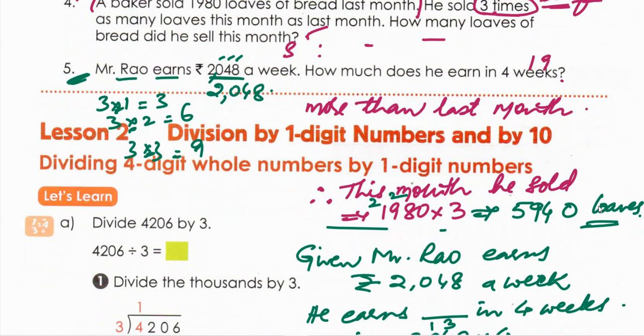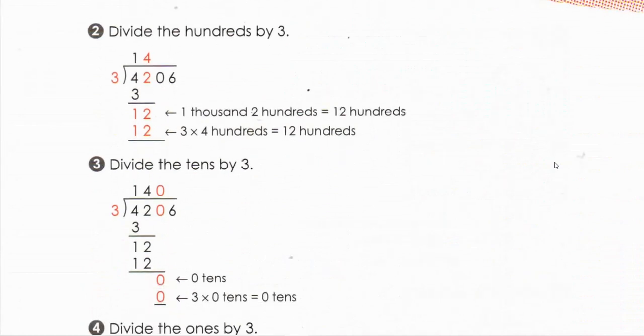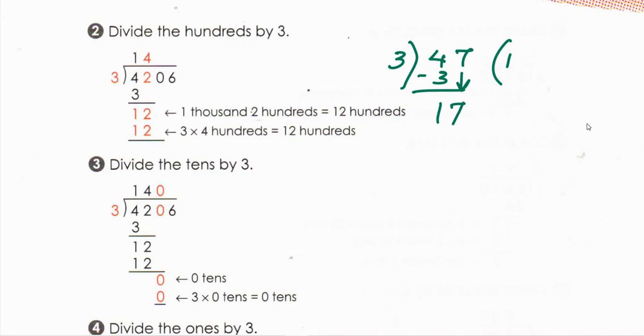Let us come to the next topic called division by 1 digit number and by 10. This is your second lesson here. Before going to the division, I'll explain the terms, what you call in English. Suppose I write down 3 divided into 47, then 3 one time is 3, 4 minus 3 is 1, you put this 7, 3 5 is 15, minus becomes 2. What do you call this?